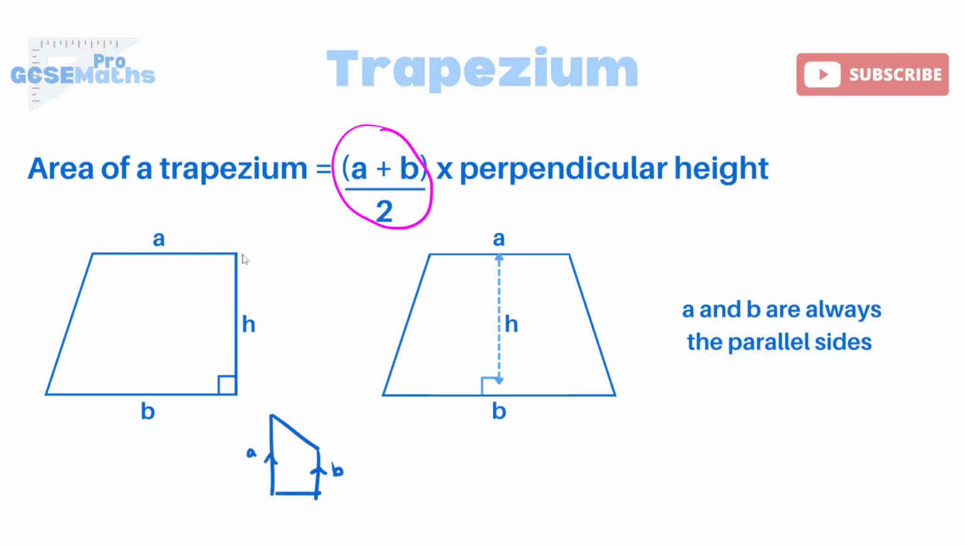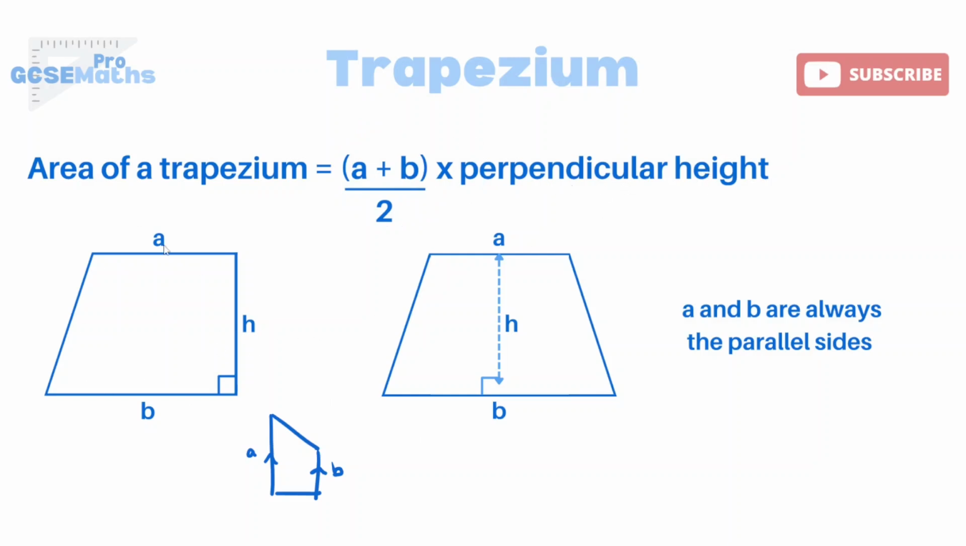Because as you can see, obviously A and B are normally, well, they shouldn't be, the same length. Otherwise it would just be a rectangle. So you're effectively finding an average between those two parallel sides that are different lengths. What is kind of a halfway point between them? Like the midpoint, if you imagine it like that. So you're going to do A plus B divided by 2 to find an average for, in this case, let's call it the length. Then you're going to times that by the perpendicular height.